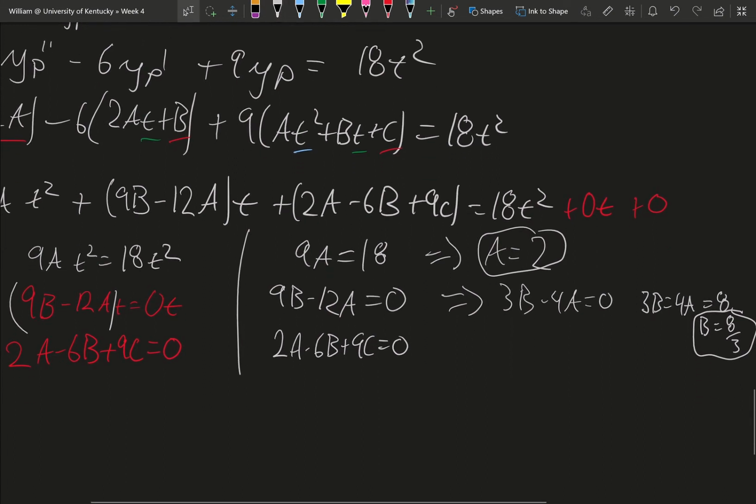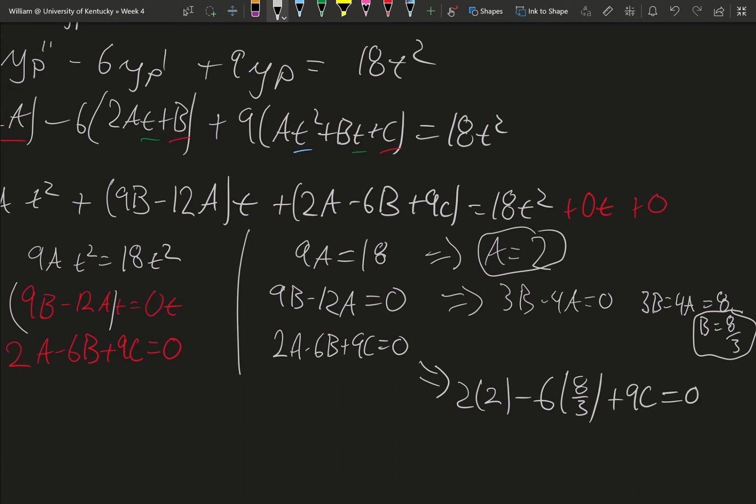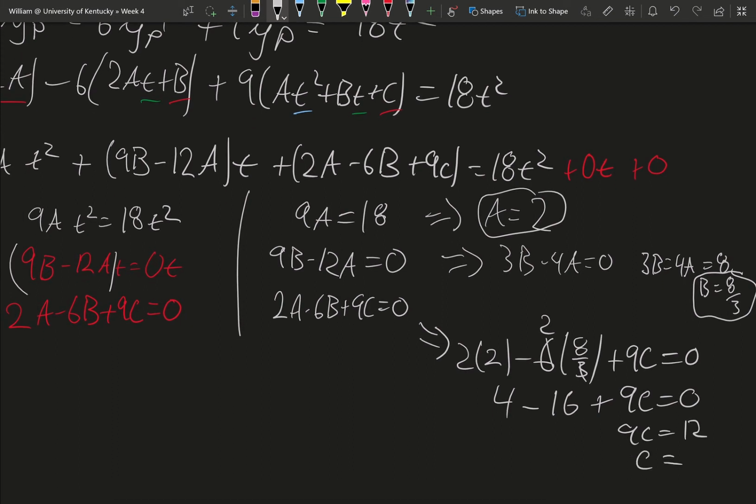Okay, lastly down here, we'll plug everything else in. So 2 times 2 minus 6 times 8/3 plus 9c equals 0. So 4 minus 6 times 8/3, that'll cancel, giving us a 12 plus 9c equals 0. See, 9c equals 12. So c equals 4/3.